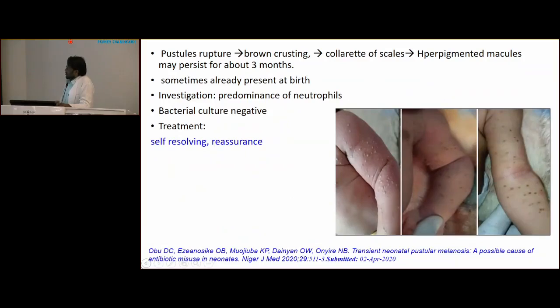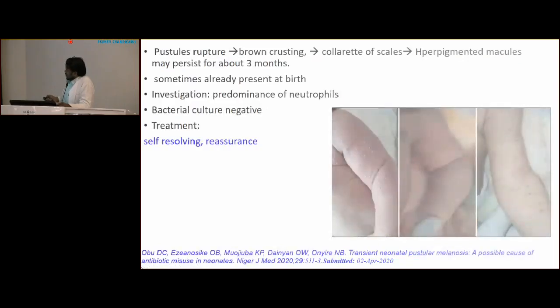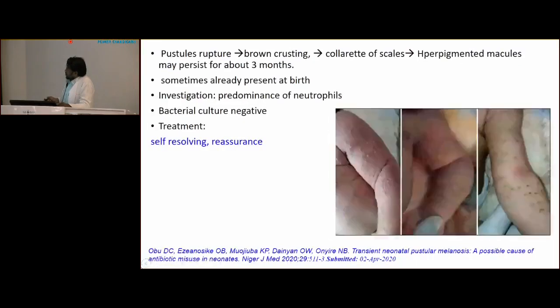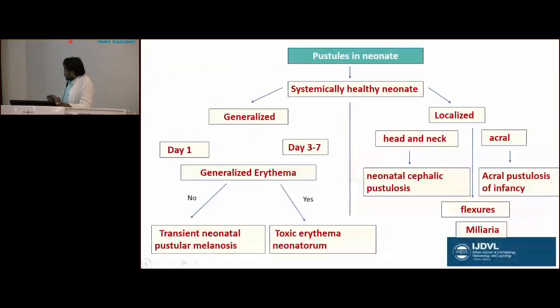And this hyperpigmentation can be present up till 3 months of age, or occasionally till years, the initial 1 to 2 years of age. On investigation, when a histopathology is done, it is predominantly neutrophils, unlike the other one, which is eosinophils. And bacterial culture doesn't grow anything here also. So the treatment advice which we give is self-resolving and reassurance. We have so far gone through the generalized part. Now we'll go through the localized part.